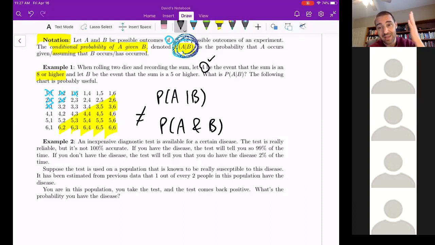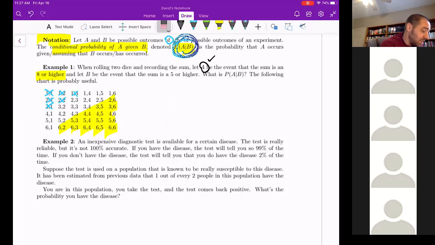Probability of A given that B occurs, not probability of A and B occurring. It's a subtle difference, but it is a difference, as we've just seen. So that's one of the things that takes getting used to with this notation. And again, we'll be hitting this pretty heavily in chapter 8.